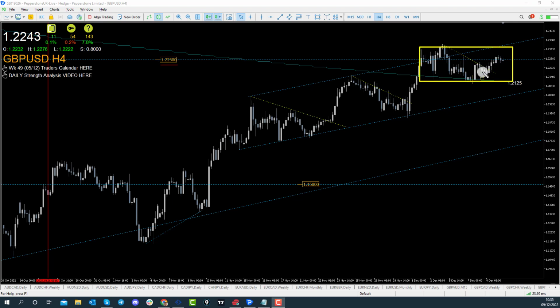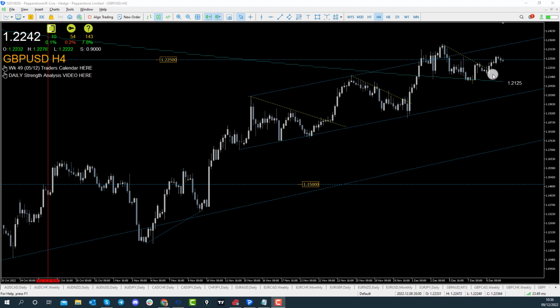I can highlight it in a box here. We've been pretty much sideways around that level, so it's fair to say that maybe we're not going to see a considerable move to the upside. Maybe price is going to trade within the range for now, which could offer you opportunities as a day trader.